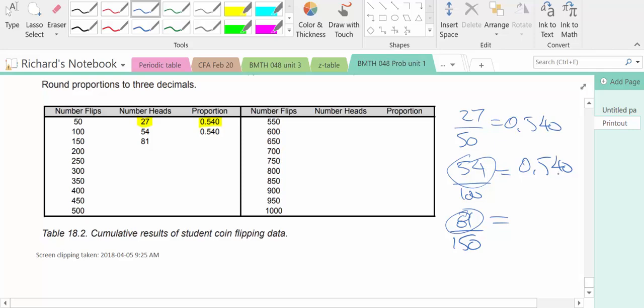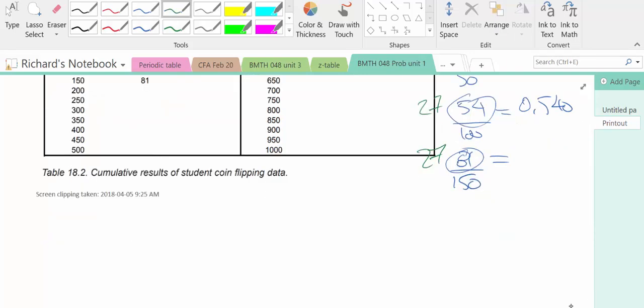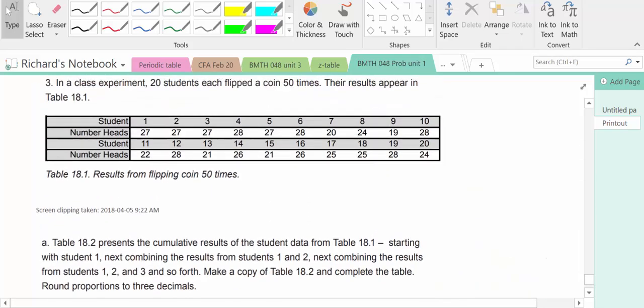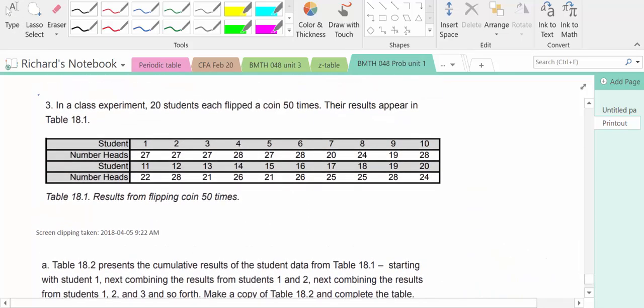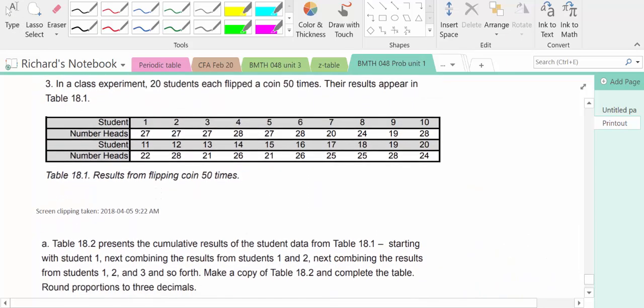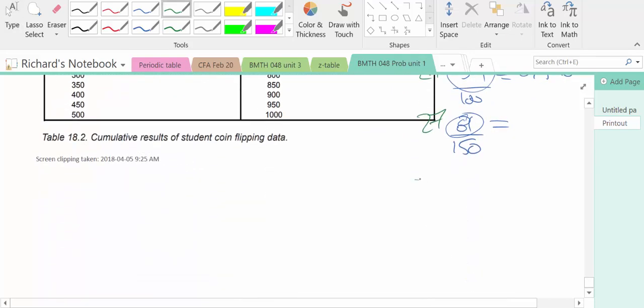Again, that's how we've calculated a proportion. Student number 3 also had 27 heads. So each of these students all had 27 heads. So the next student, student number 4, has got 28 heads. So 28 plus 81 is 109. So that'd be 109 over 200. Well, let's just calculate those values.